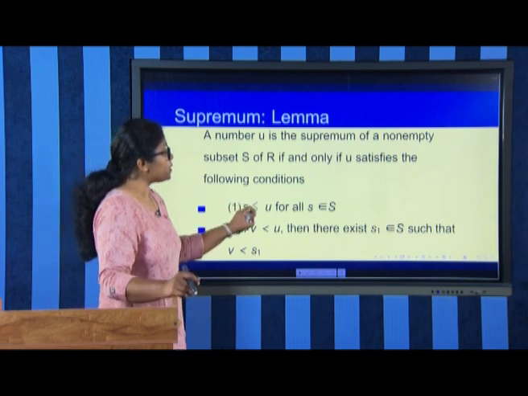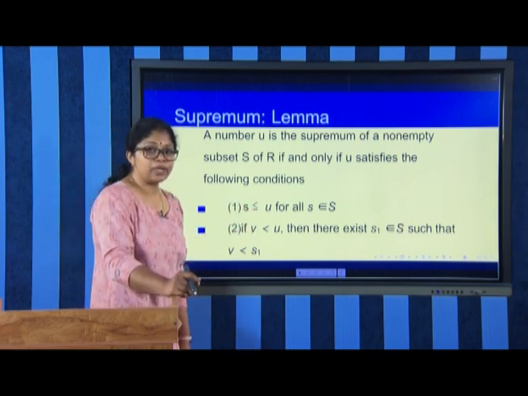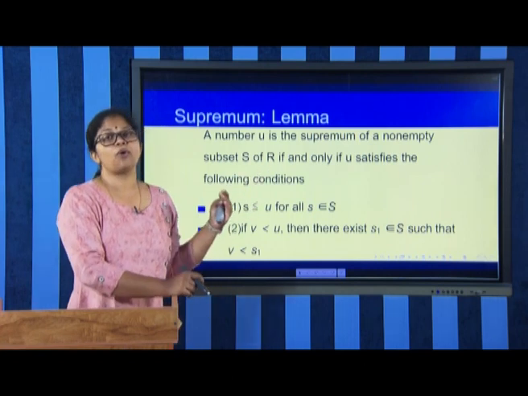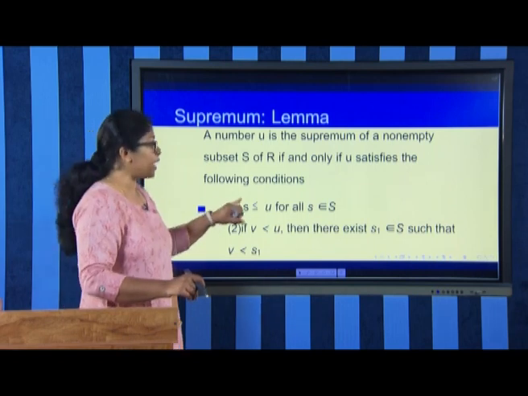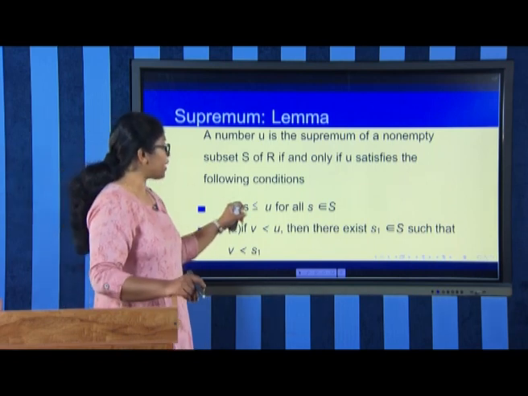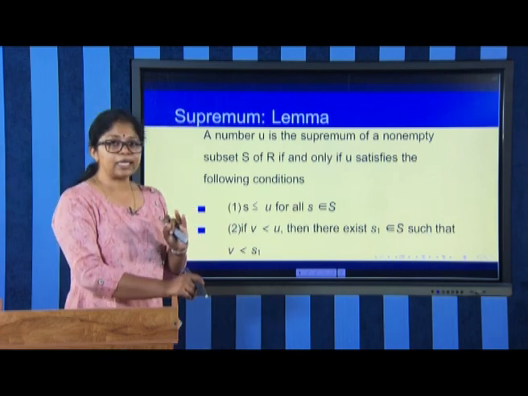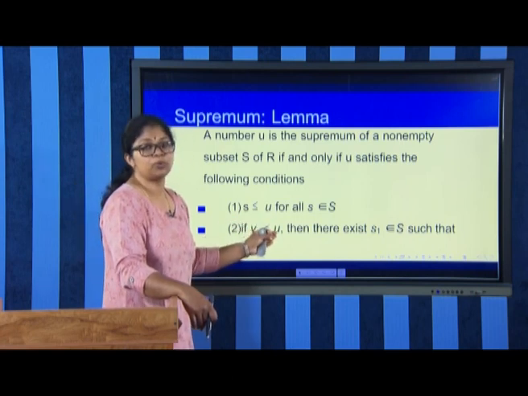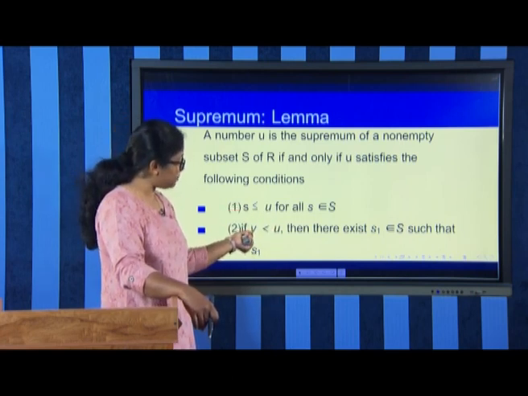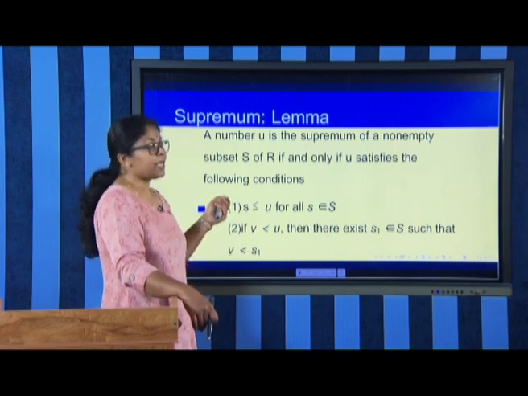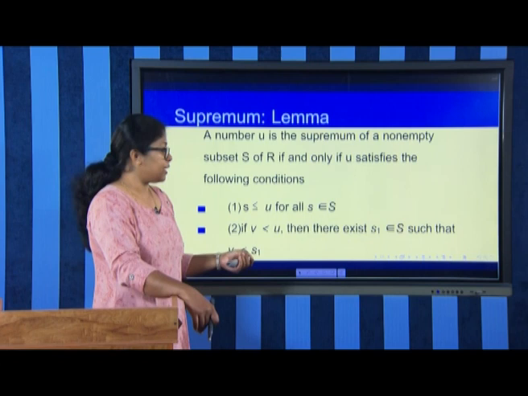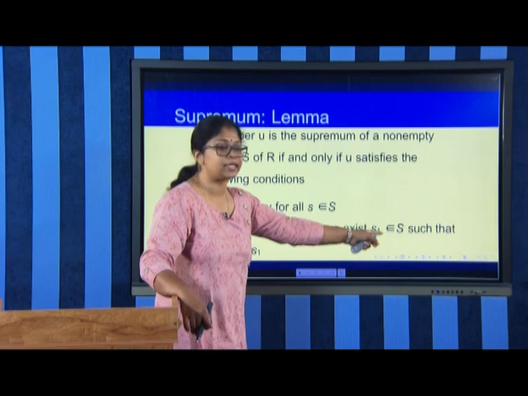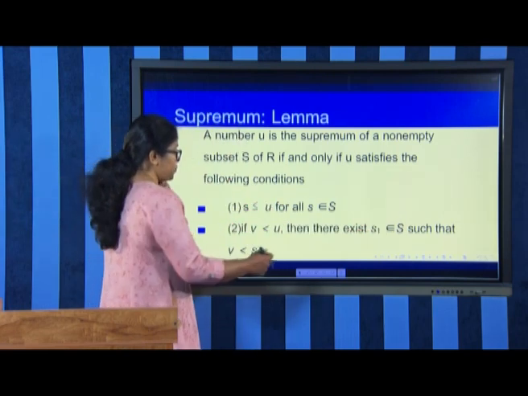So, why do we require these two conditions? It is because by the definition of supremum, u is a supremum if it is the least of all the upper bounds. So, it should be an upper bound first of all, that is why we have the first condition. The second condition is that whenever we have a real number v less than u, it cannot be an upper bound of the set S. That is why we need, in particular, at least one s1 in the set S such that v is less than s1.